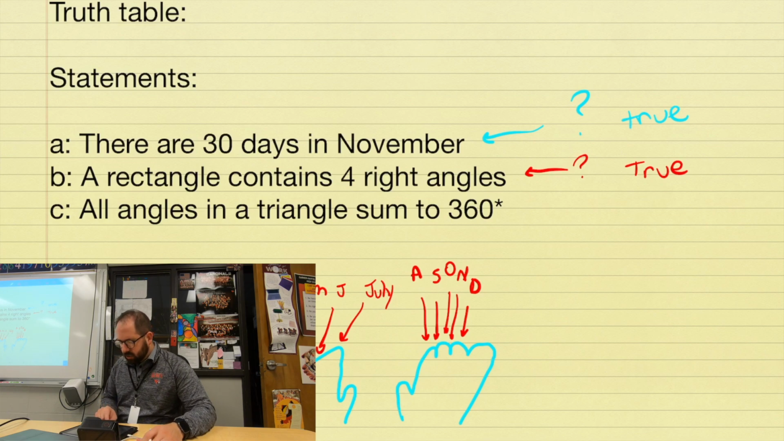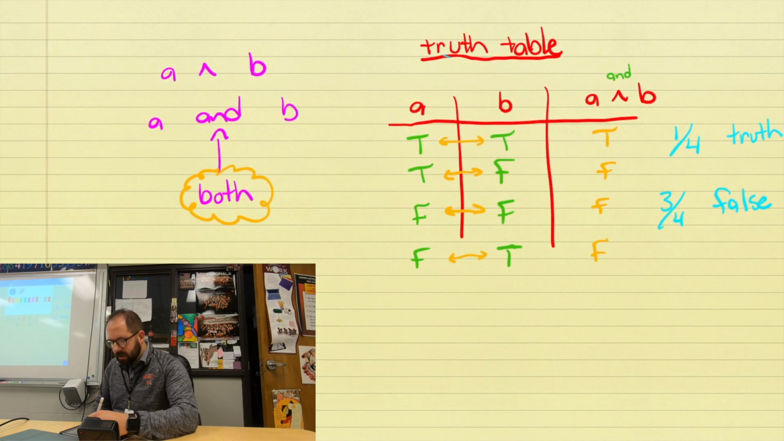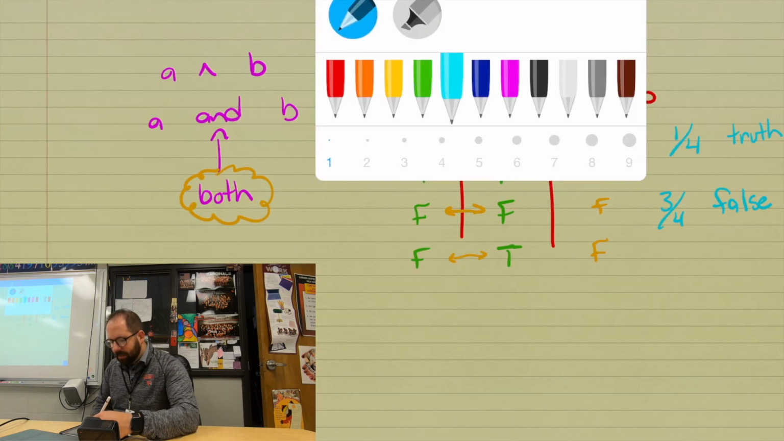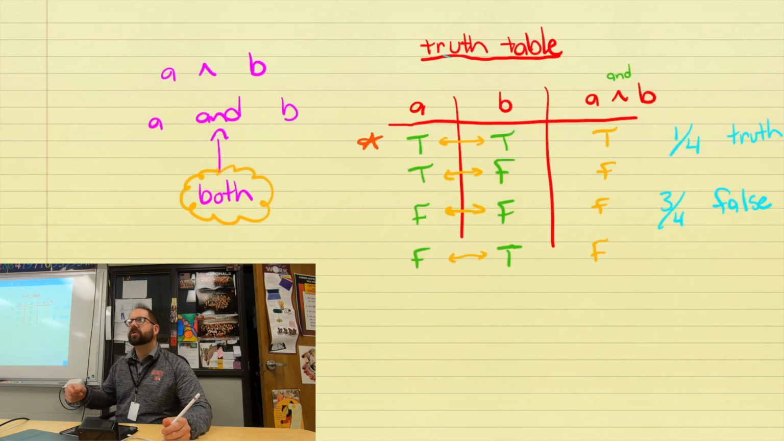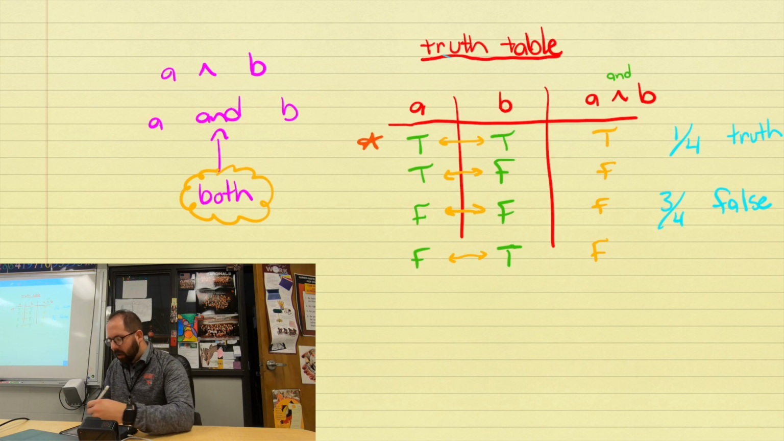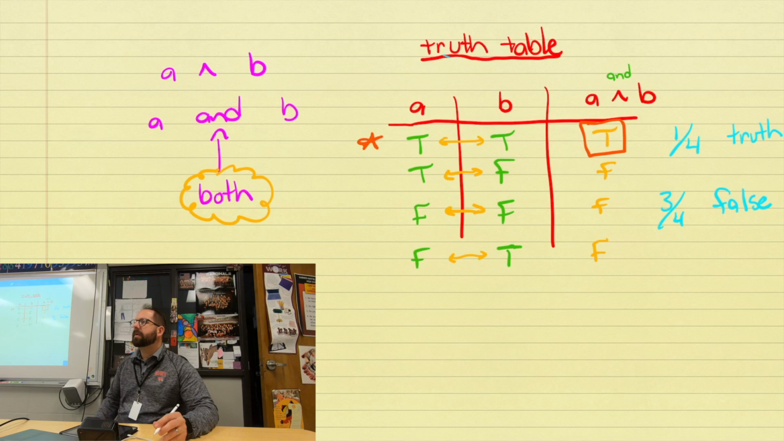So both were true. So if I go back to my last slide here, the column we ended up with was this one. They were both true. A was true, B was true, and so my overall sentence in the very end was a true statement.